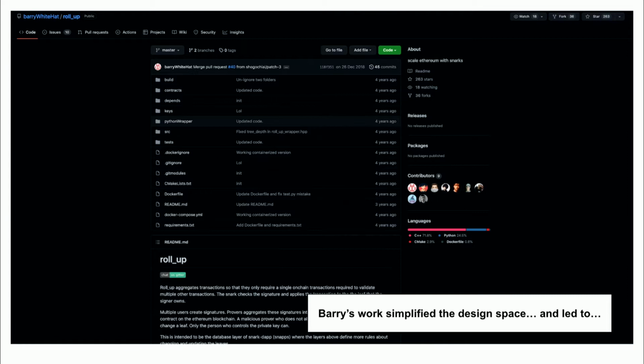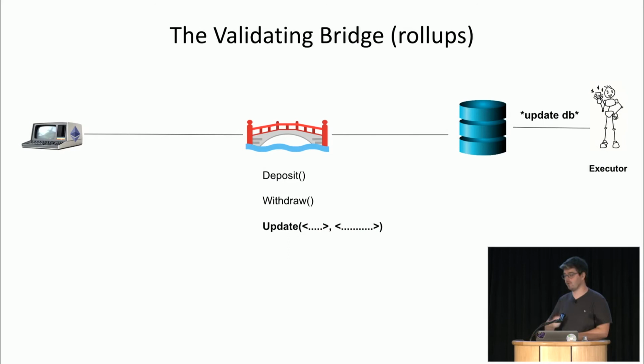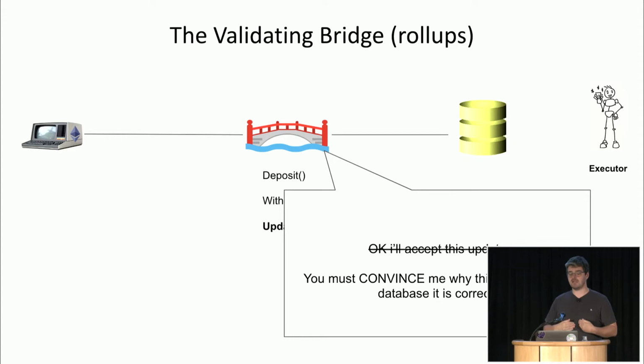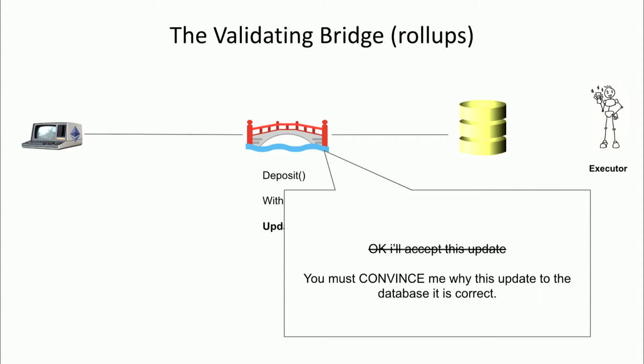That sort of initiated the next wave of solutions that were built. And I would call this a validating bridge. Because the idea is that you have this executor, for example, they're going to update the database with my wonderful 1990 animation. They'll then take their proposed update and send this to the bridge. And they'll say, bridge, this is the new state of the database. Now the bridge will step back a bit and say, well, executor, I'm not going to trust you. I'm not going to blindly trust your signature. You have to somehow convince me that this proposed update to the database is valid and correct.